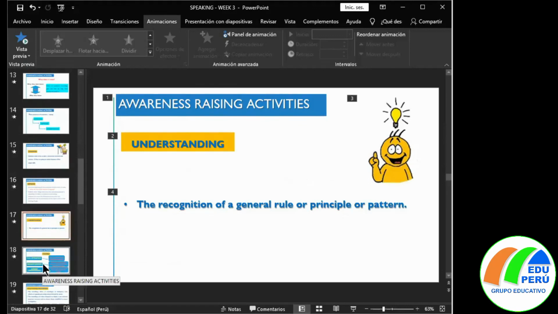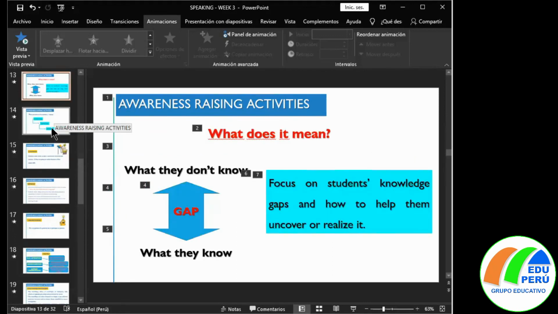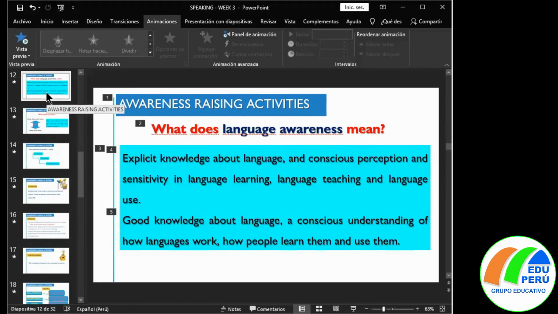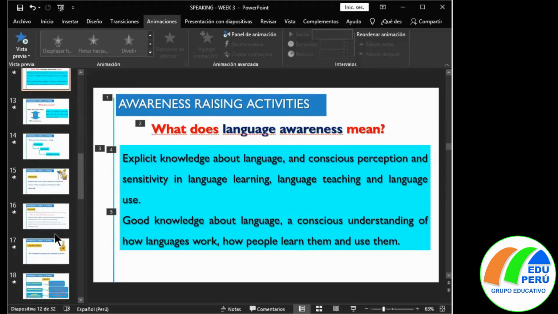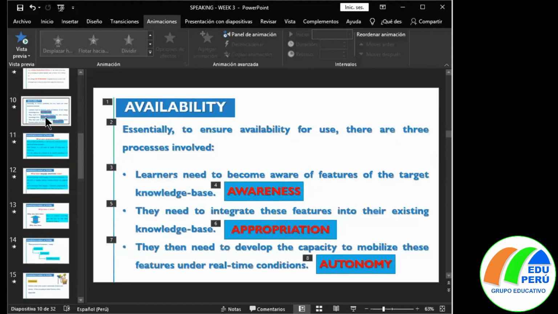So we talked today about awareness. All right, so next session we are going to talk about the other two, that is appropriation and autonomy. So how they are going to appropriate and how they can be autonomous. Then we talked about speaking. Remember, don't get confused.